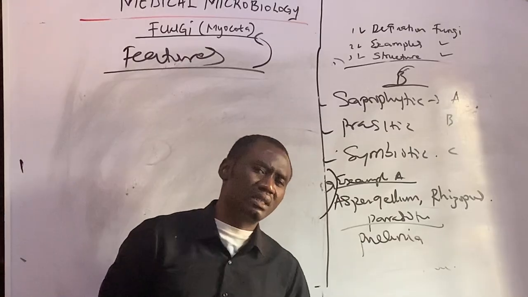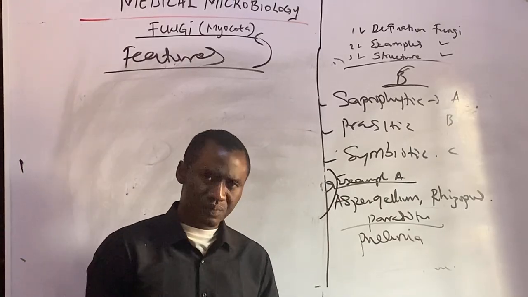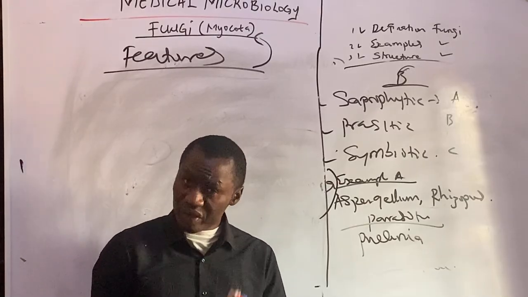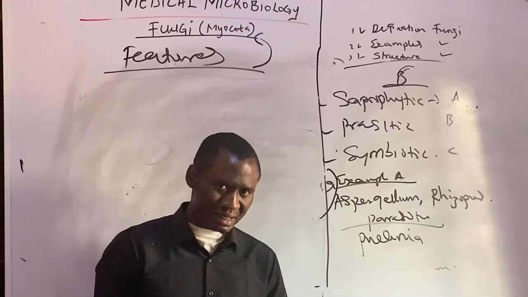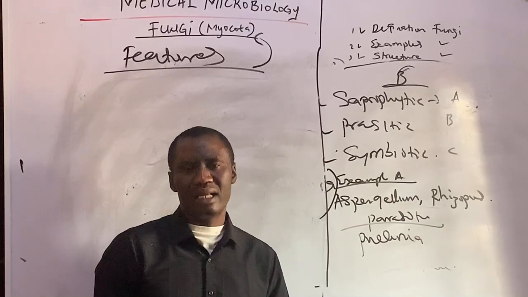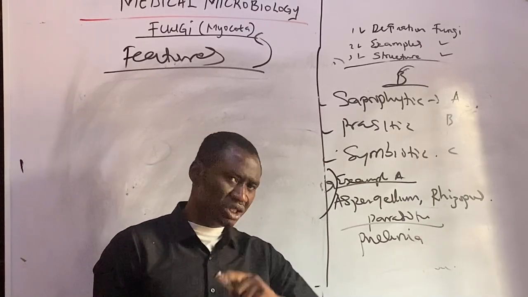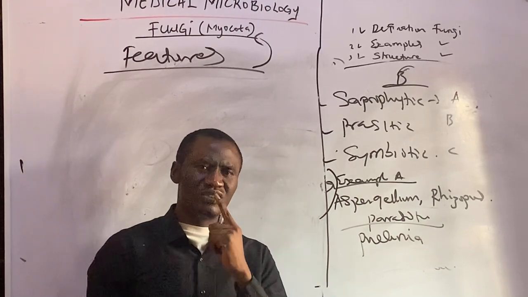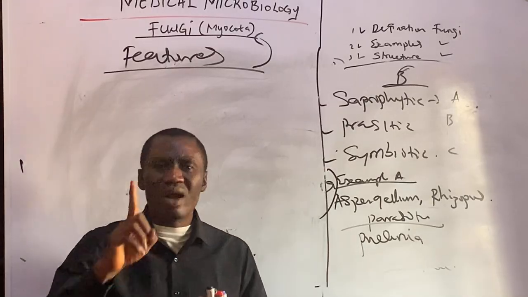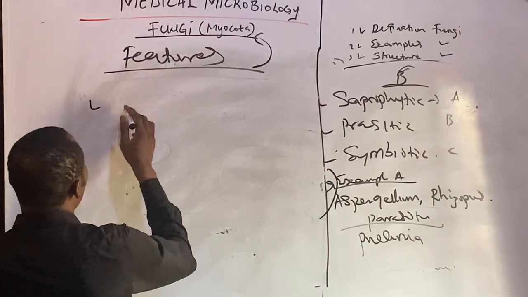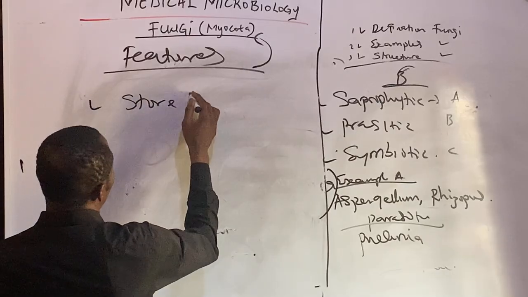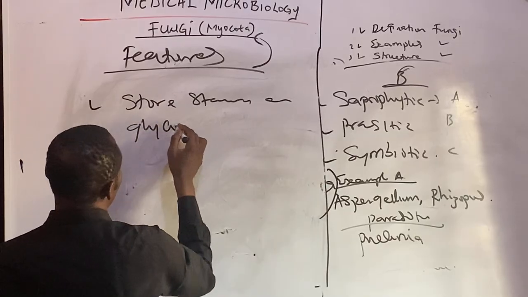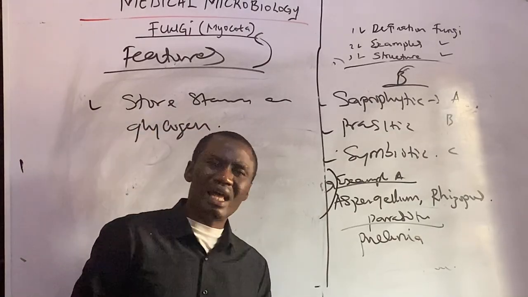Now, number one is that fungi are eukaryotic. Are you writing? Eukaryotic. Can't be writing on the board because of time. Fungi are eukaryotic, non-photosynthetic, non-motile, multicellular, which is mushroom, and unicellular organisms. That's the general feature. Number two is that fungi, take this one in, store starch as glycogen. Fungi store starch as glycogen.